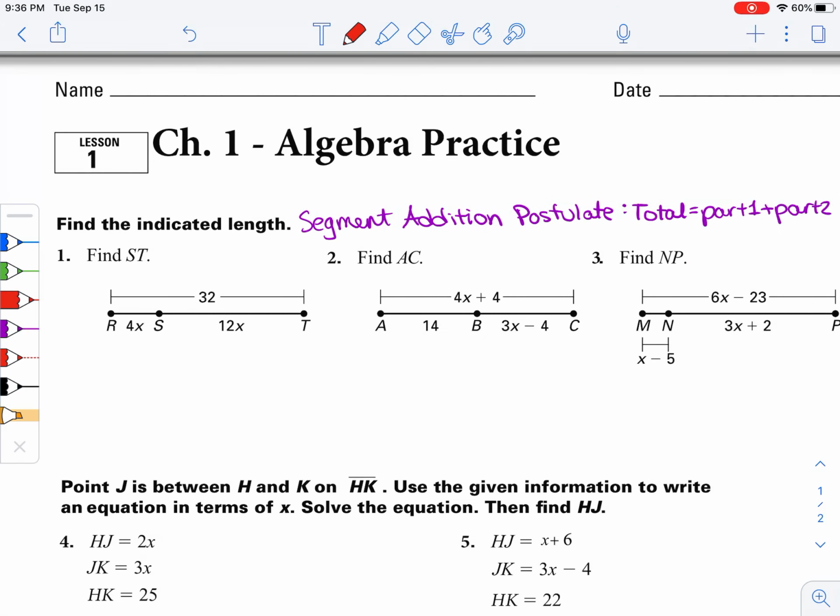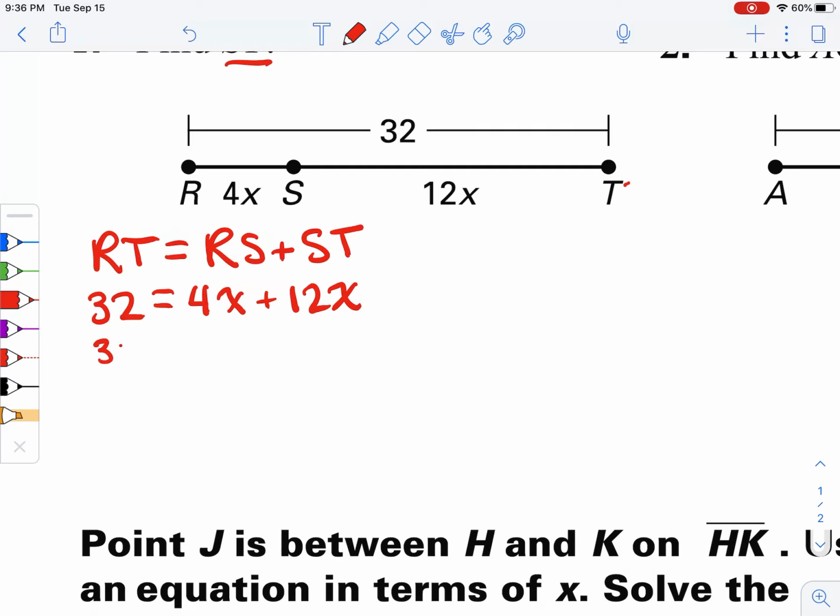So I'm going to run through the first one with you. So we want to find the length of ST. I need to solve for x first. So my total here would be RT is equal to my part 1, which I'll call RS, plus my part 2, which is ST. And then I plug in my actual equation. So RT is 32 equals RS, which is 4x, plus ST, which is 12x. From here, I have 32 equals 16x. If I divide both sides by 16, I get that x is 2.